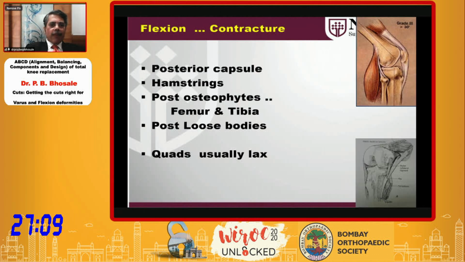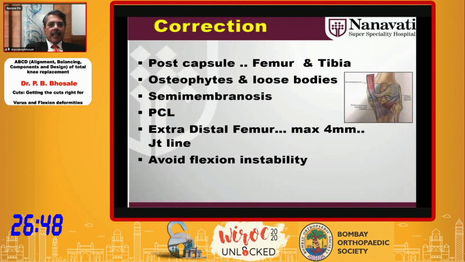Coming to flexion deformity, as you know, these are the tight structures: posterior capsule, hamstring, posterior osteophytes, femur, tibia, loose bodies. The quadriceps is lax whenever there's a flexion deformity. So don't worry about releasing the quadriceps. It is always lax in flexion deformity. So for correction, you start with the posterior capsule, circumferentially on femur and tibia. Remove all the osteophytes, loose bodies, semimembranosus, PCL. I'm a PCL-substituting person, so I prefer that.